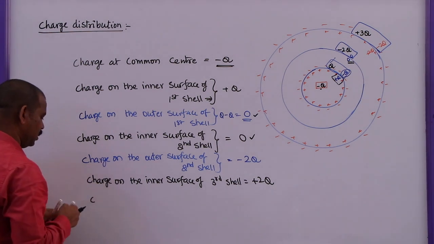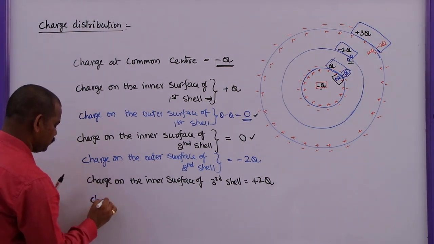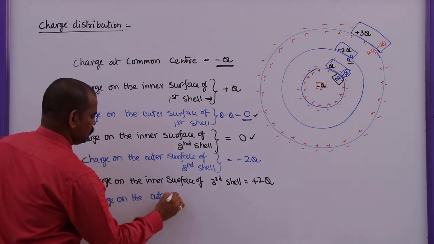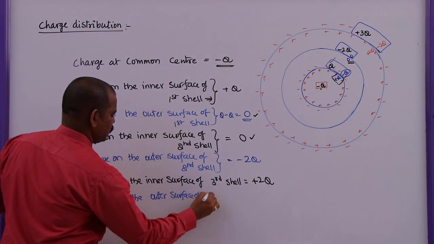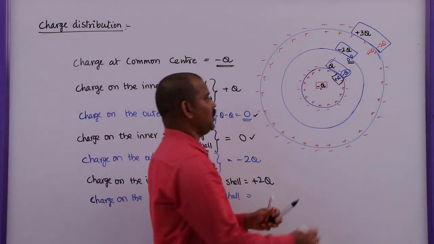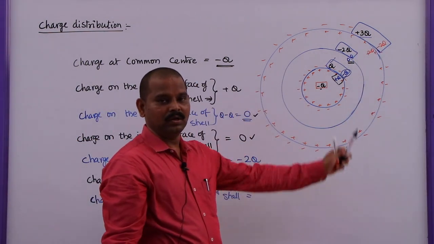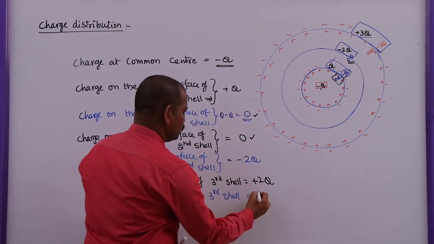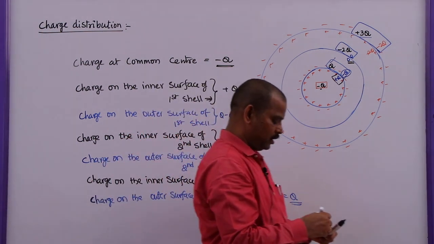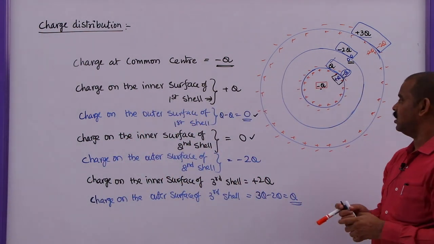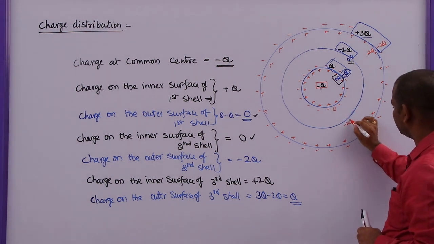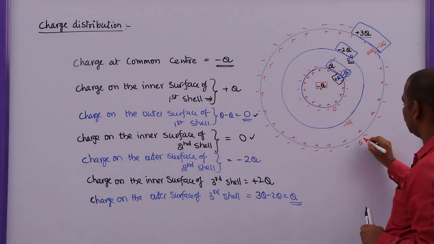And the charge on the outer surface of the third shell. So what is the total charge? The actual charge on the surface is plus 3q, and the new induced charge is minus 2q. So this will be 3q minus 2q, that is q. So now let me write the final charges on these surfaces. On the first surface it is 0, on the second surface it is minus 2q, on the third surface it is only q.